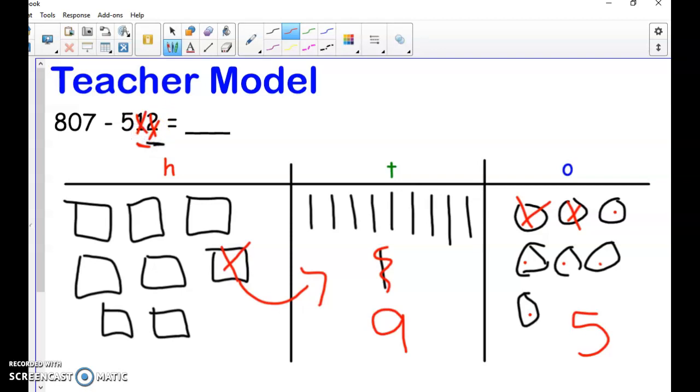And now I need to subtract 5 hundreds. 1, 2, 3, 4, 5. And I'm left with 2 hundreds. So 807 minus 512 is equal to 295. All right, let's move on to the next one.